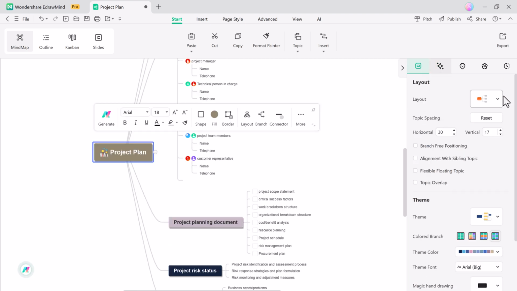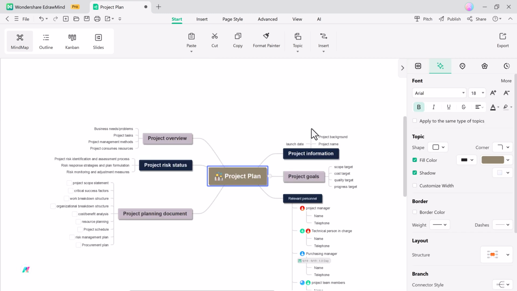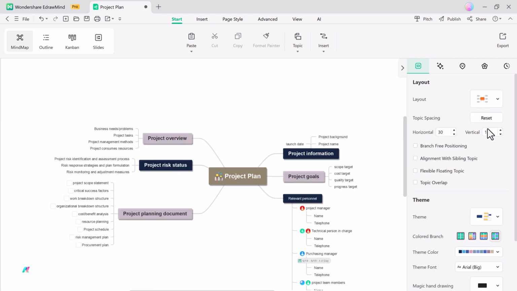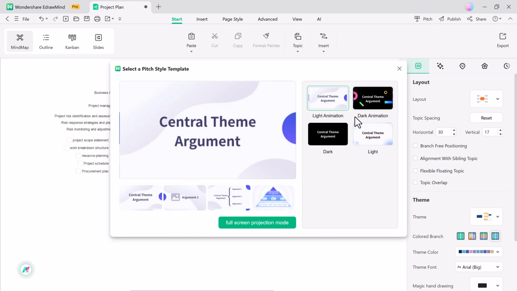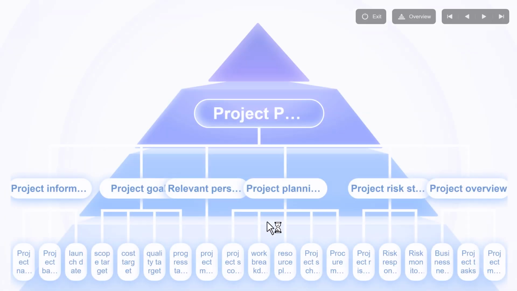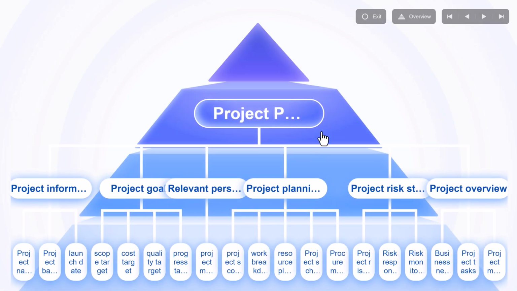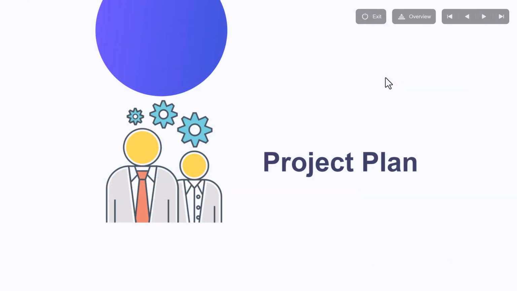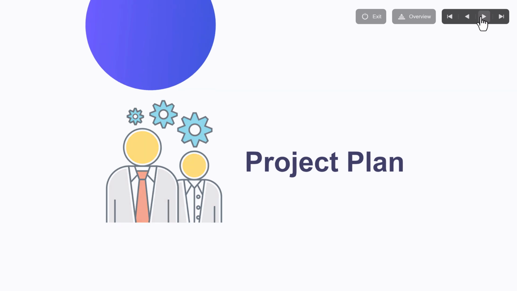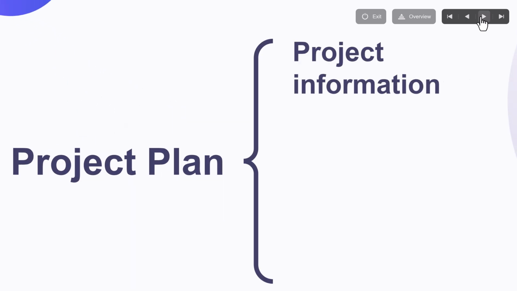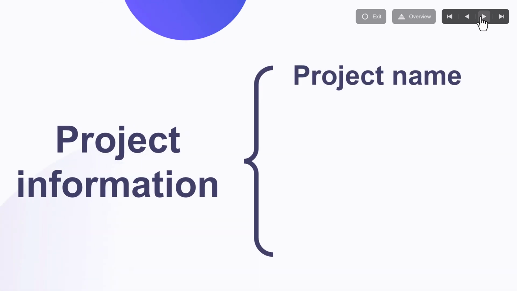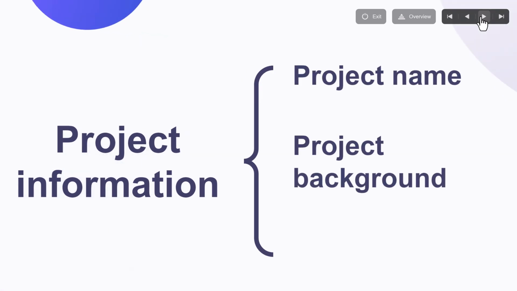And the next new feature is pitch mode. If you are presenting your mind maps to an audience, the new pitch mode is an incredible tool, using the pyramid model to organize your selections clearly. With one-click mind map demonstration and smart animated transitions, you can present your ideas smoothly. It ensures that your presentations flow logically, making it easier for your audience to follow.